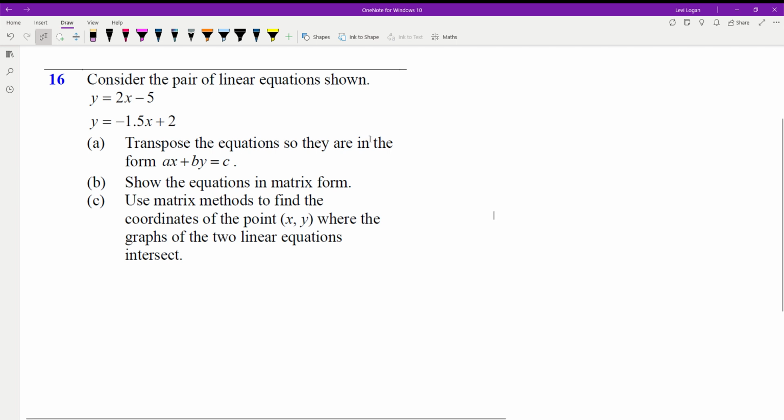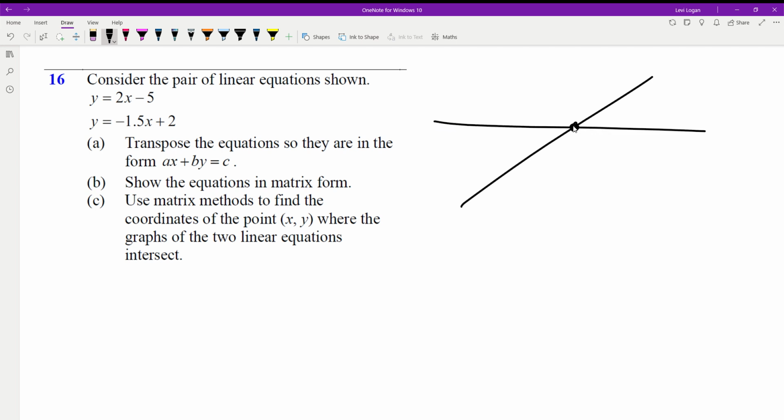So we see we have two linear lines. Now with a linear line we know they look something like this, and we can see their gradients aren't the same. So we're going to have a scenario where their gradients aren't the same, and we know we're going to have an intersection point somewhere. Now you could solve these using simultaneous equations using substitution or elimination.